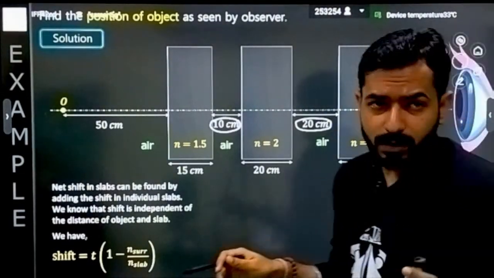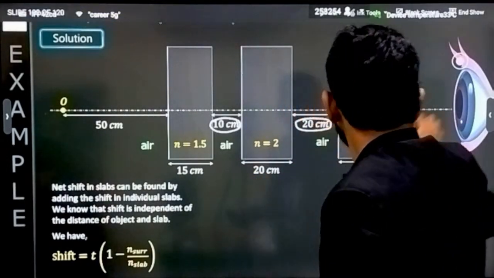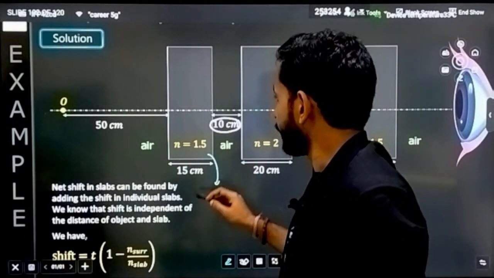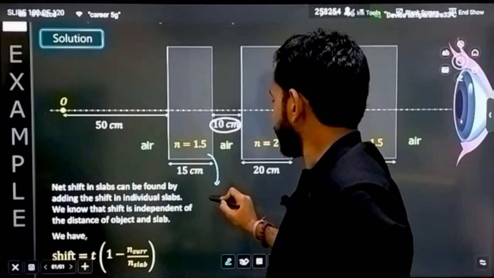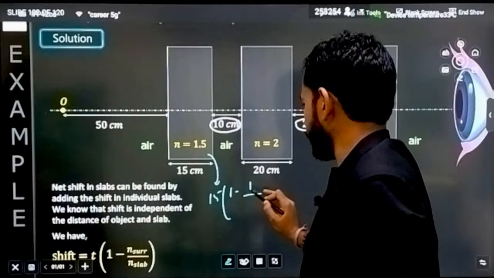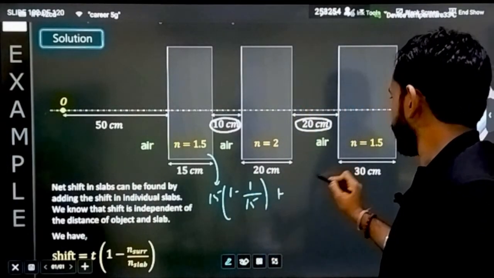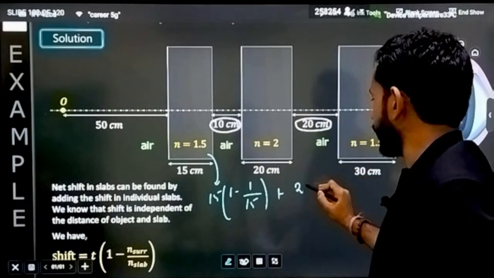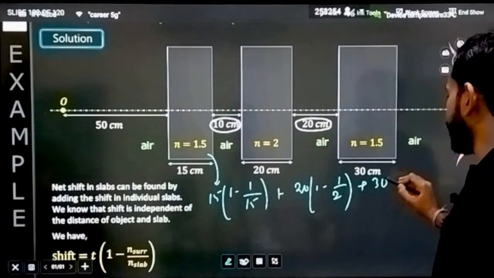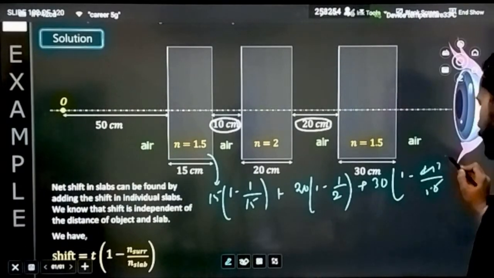Three slabs are there now. That means shift will be coming due to 3 slabs. Simply I will calculate. See how to solve this question. This is the last variety of question that I have to tell you. Here what will I write? Simply thickness, that is 15 into 1 minus, surrounding is air, simply 1 divided by 1.5, plus the second case. What is the thickness here for the second one? 20, 1 minus 1 by 2, plus 30, 1 minus 1.5, 1 divided by 1.5.